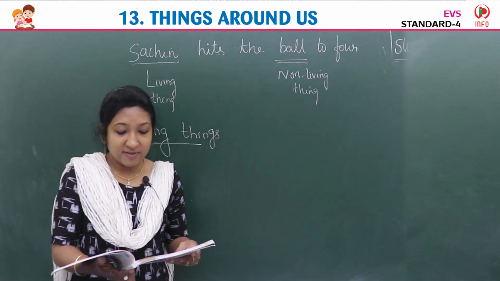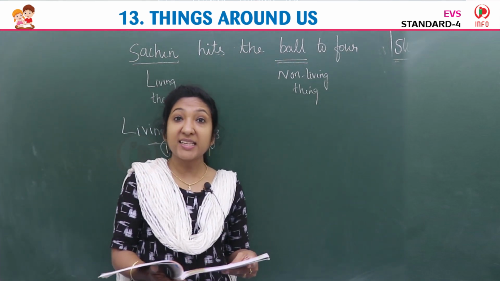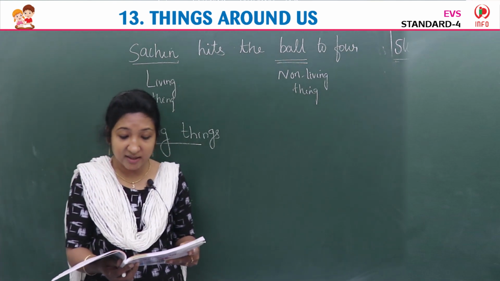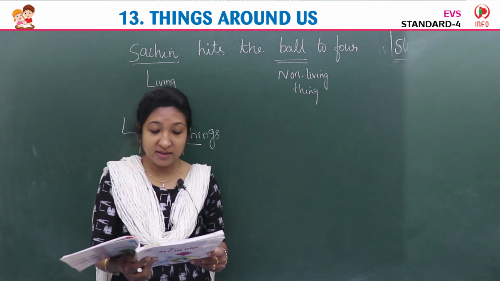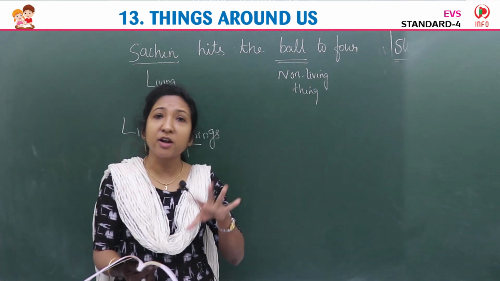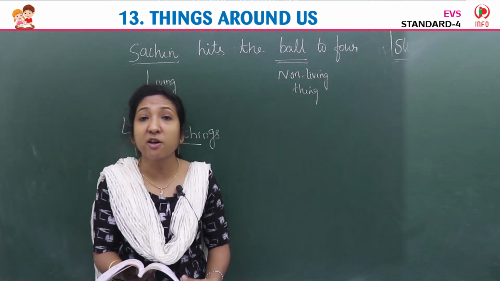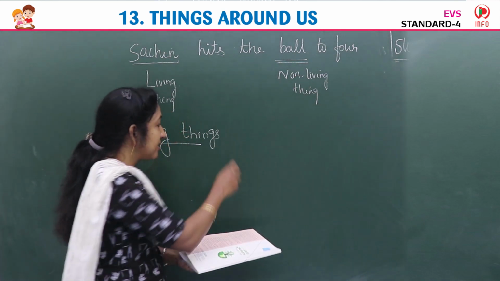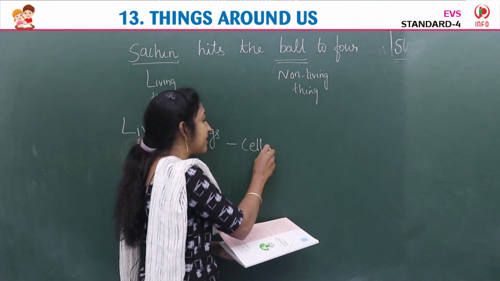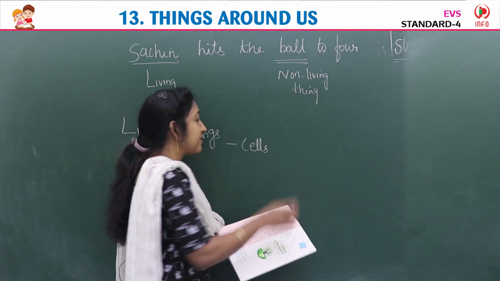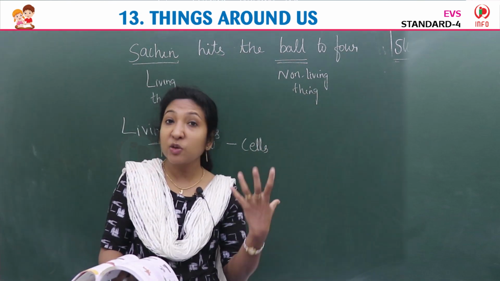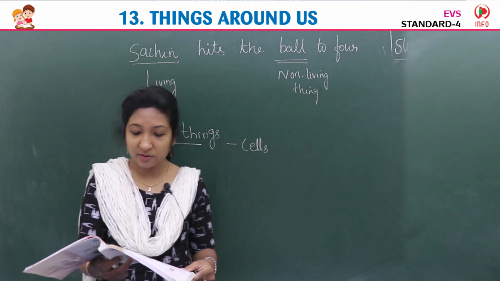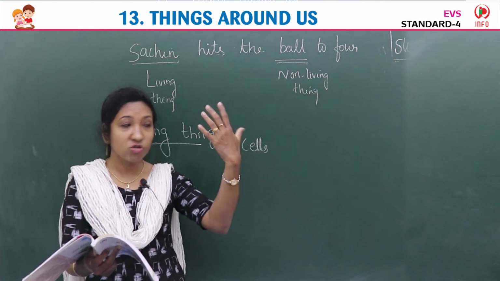Then they are made up of cells. Cells are the basic structure. All living things are made up of one or more cells. They are composed of small cells. C-E-L-L-S, cells. Cells are the basic unit of life, we say. They provide the structure of the body.